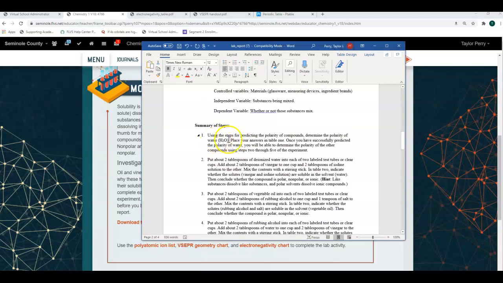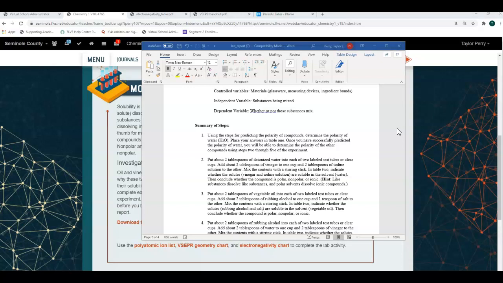We're going to start with step 1, I think. Step 1 says, using the steps for predicting the polarity of compounds, determine the polarity of water. Place your answers in table 1. So let's do that. The first thing we need to do is figure out the Lewis structure for water. Then we'll go from there.